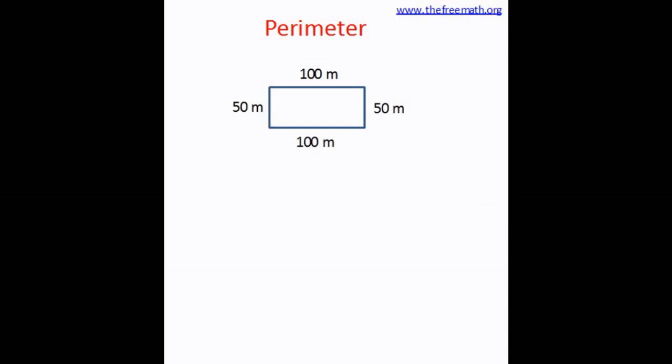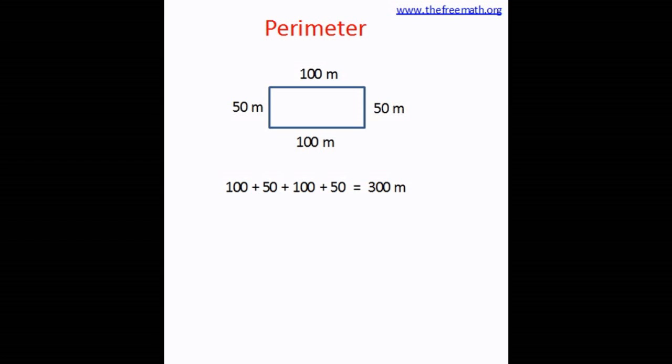Let's look at this rectangle. Let's assume that this is a playground. And if I want to walk around this playground and complete one round, how much would I walk? What would be the distance? The distance would be 100 plus 50 plus 100 plus 50. That means totally 300 meters I would walk to complete one round around this playground.